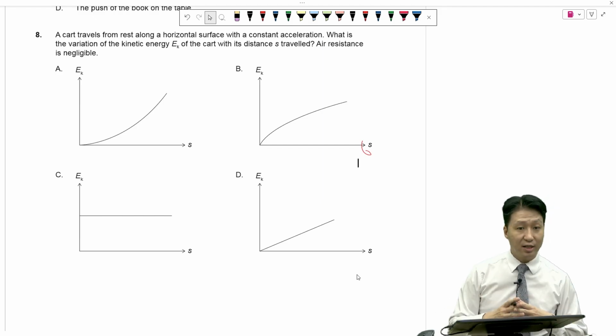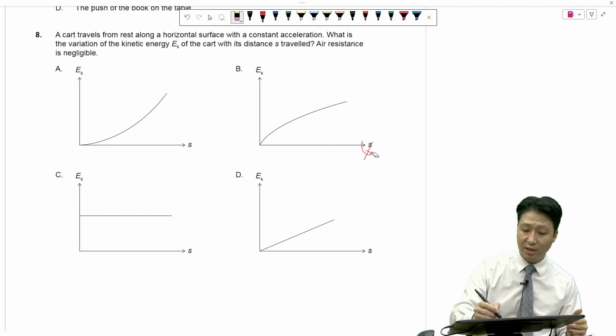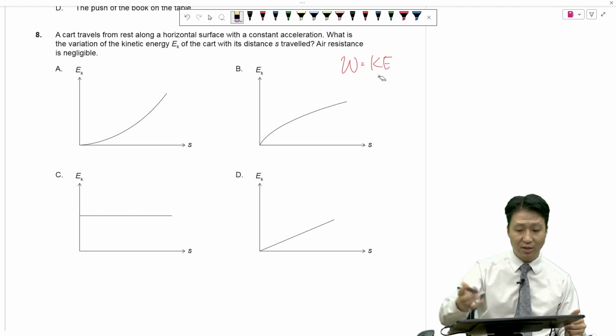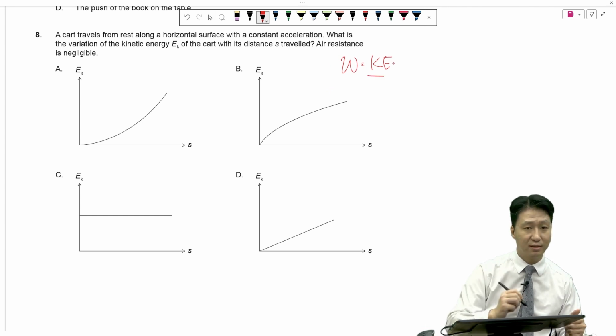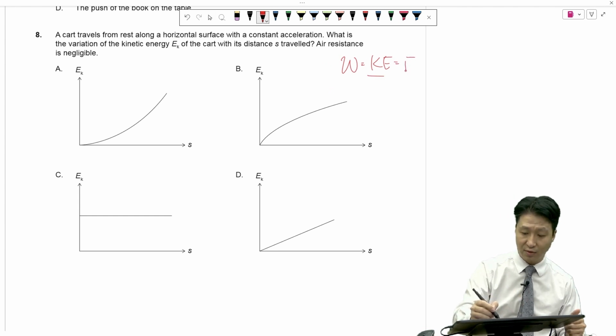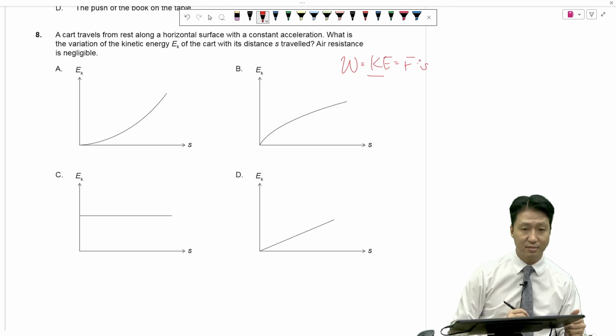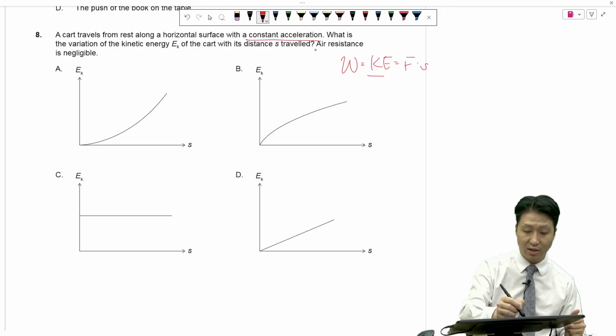We have to have an equation of kinetic energy using the displacement. In fact, this is the same as the equation for work. Since work gives you the amount of energy provided to the object, it would also give you the kinetic energy, which is going to be the force times displacement s. It says constant acceleration, so the force is constant.